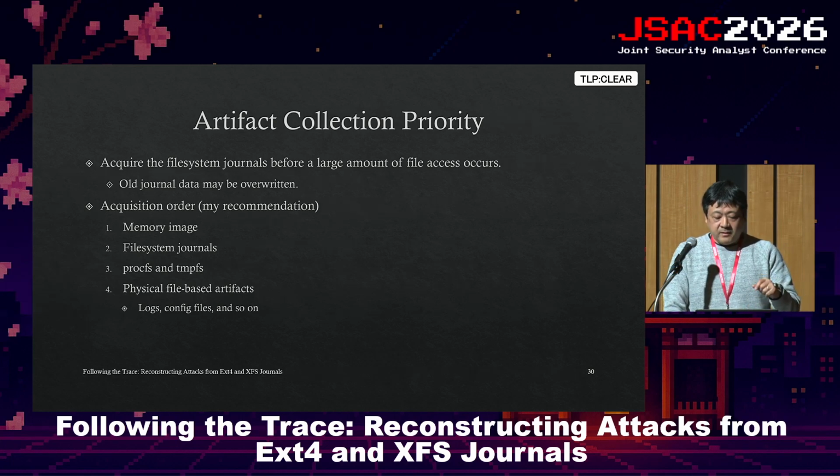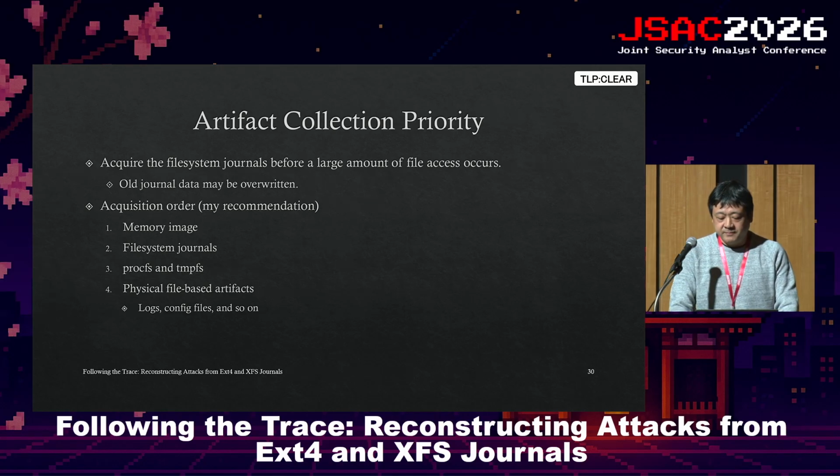Since the journal is logically a circular structure, all data is constantly overwritten. Therefore, during incident response, it's considered best to collect the file system journal before performing operations that involve a large amount of disk access. Now, this is my opinion, but it is probably best to collect artifacts in the following priority.